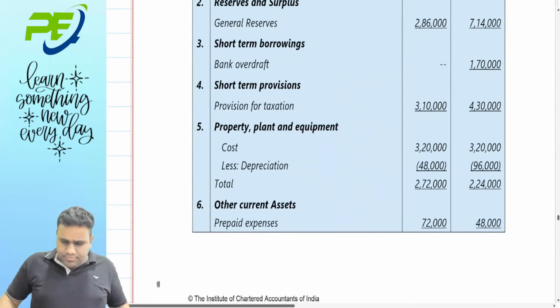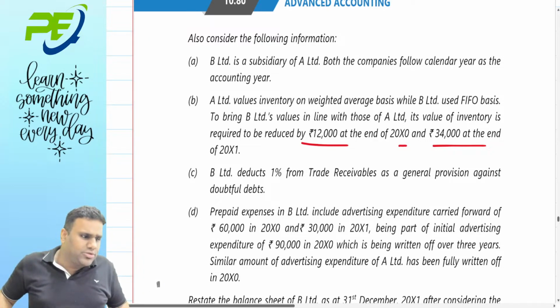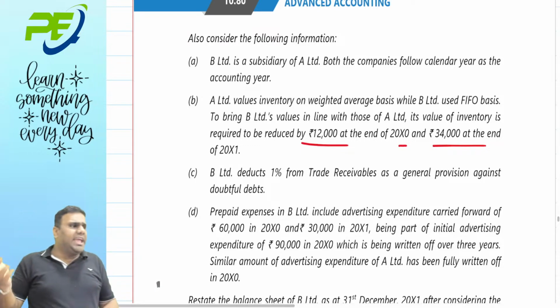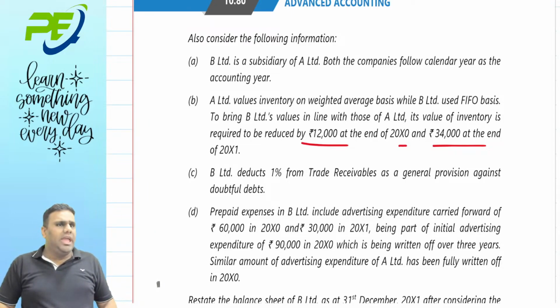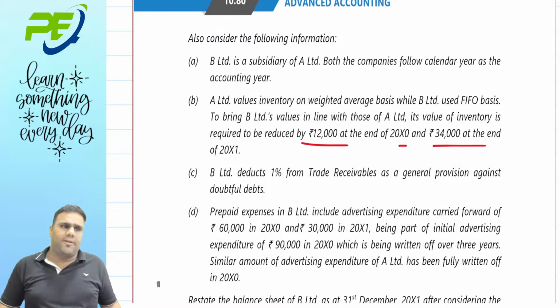So now moving forward, prepaid expenses in B Limited include advertisement expenditure carried forward of 60,000 in 20x0 and 30,000 in 20x1. Can they carry forward? No, because the holding company is not carrying forward. Everyone? Yes.